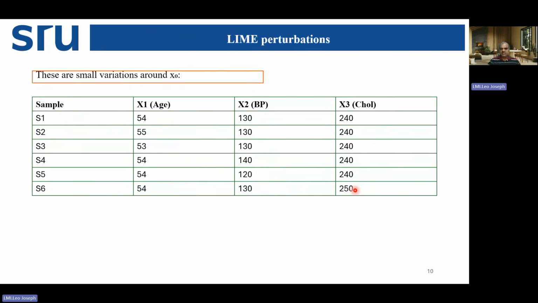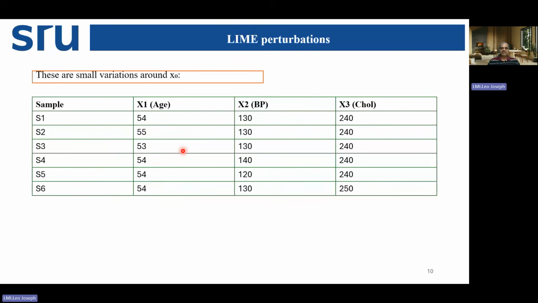It is clear, I think. It is just a slight variation of the data, flipping by 1, 2, like that. Let us assume that LIME is creating synthetic data for 5 samples around the neighborhood of the real data. 54, 130, 240 is the real data. Around that, it creates variation by changing small values. The synthetic data are generated. This is called perturbation. These are called perturbation data.